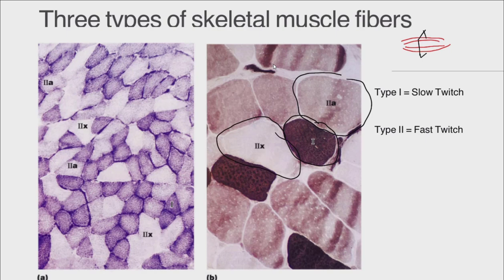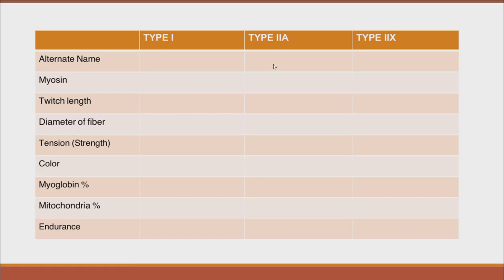So we are going to describe those 3 types in quite a bit of detail. But before we do, I want to point out that type 1 is also called slow twitch and type 2 is called fast twitch. So this lecture is really about looking at the characteristics of these 3 different fiber types. I would like you guys to pause the video and copy this table down because we're going to fill it in. All right, hopefully you guys have paused the video.